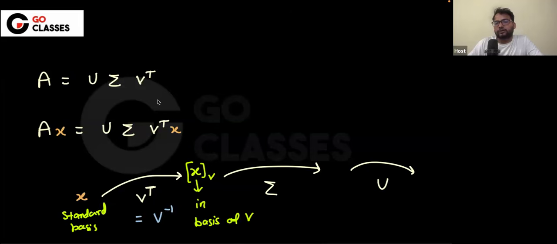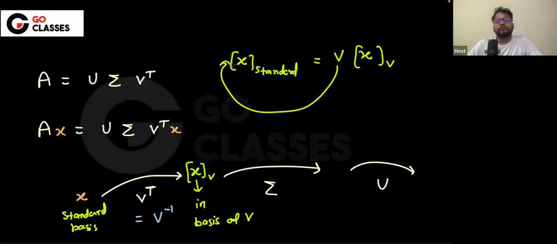So how does this work? See, X in the standard basis is equal to X in this V basis multiplied with V. So if you multiply V inverse here, you will get V inverse times X standard, which gives X in the basis of V. You might remember this thing, right?